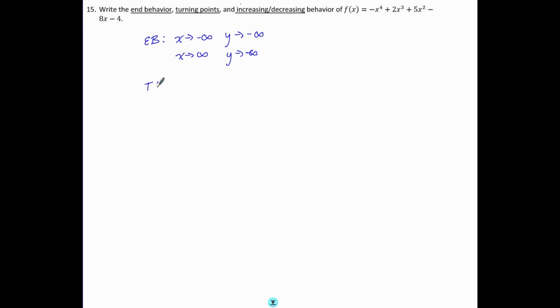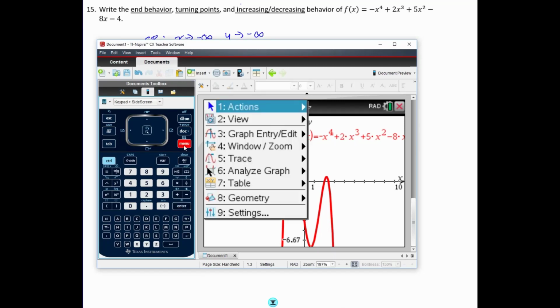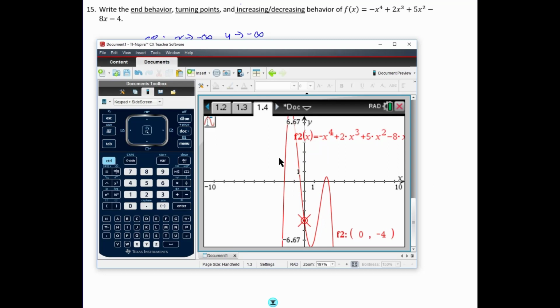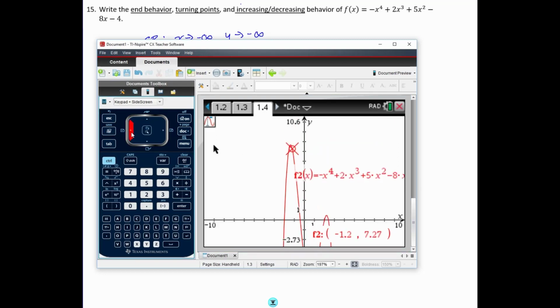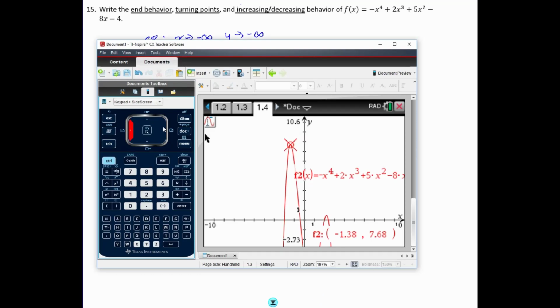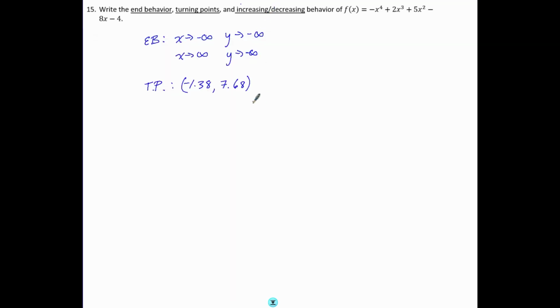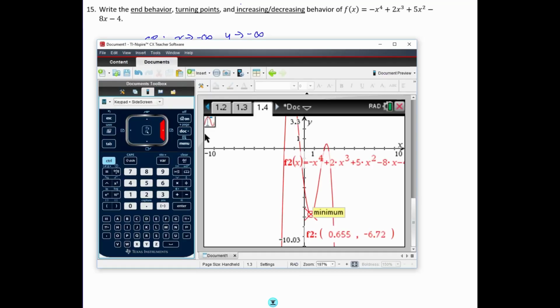Now we want to get those turning points. Those are going to be our maximums and minimums, so we just need to write those out. And let's see, menu, trace, grab trace, and let's start. I see a maximum over here, negative 1.38, 7.68. The next one is going to be 0.655, negative 6.72.